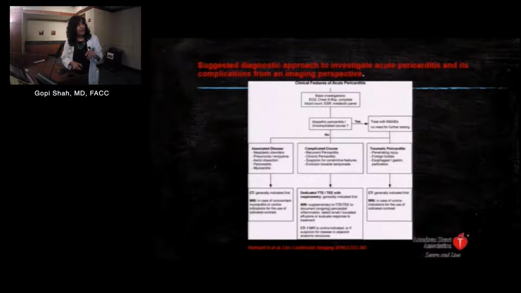So then CMR would be for a complex course of pericarditis. Obviously if you have associated disease, CT would generally be preferred. And again, if you have a traumatic pericarditis, CT would perhaps be the first line of treatment in additional modality.